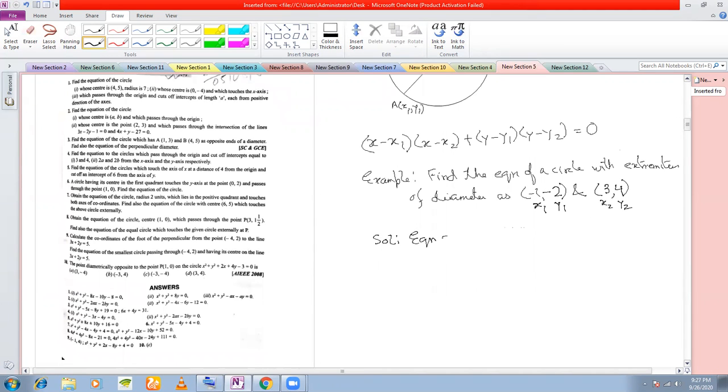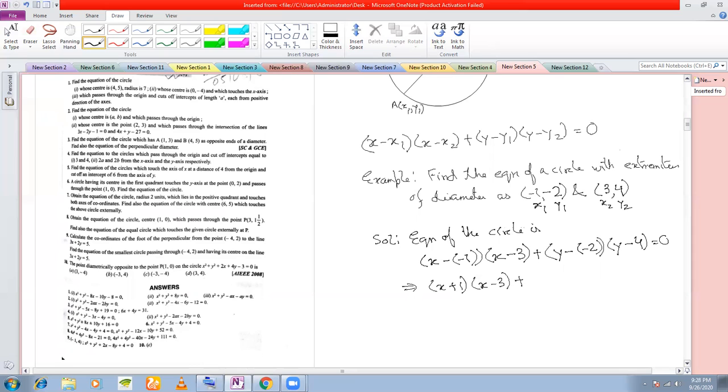Equation of the circle is (x minus of minus 1) into (x minus 3) plus (y minus of minus 2) into (y minus 4) equal to 0. So this becomes (x plus 1) into (x minus 3) plus (y plus 2) into (y minus 4) equal to 0.